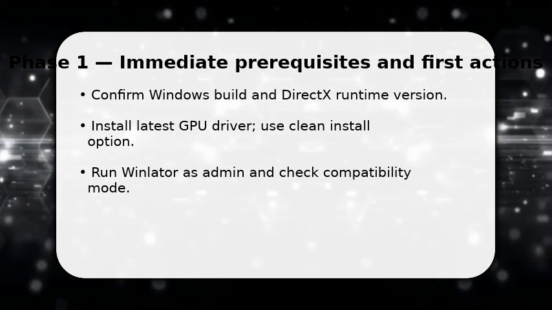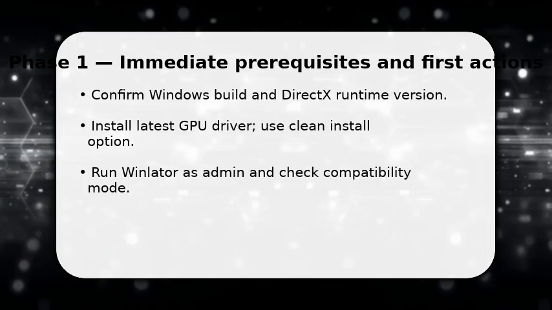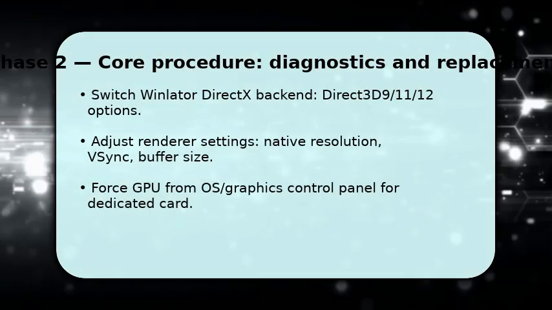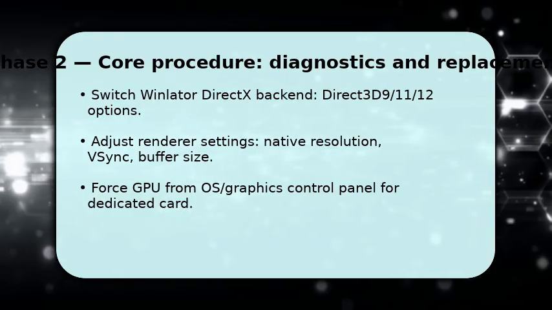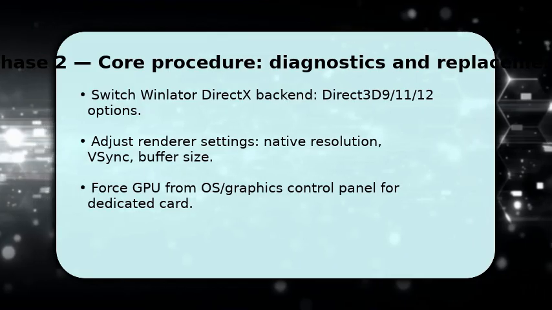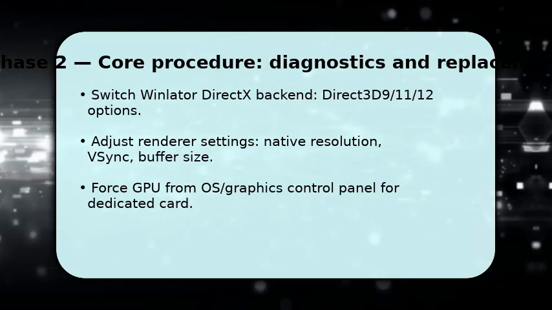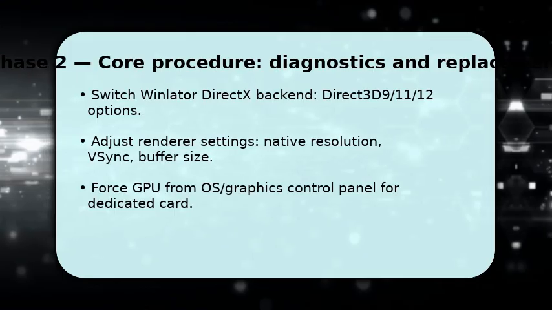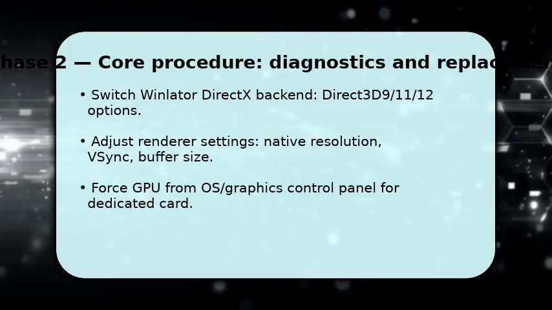Change Winlator's DirectX backend between Direct3D 9, 11, and 12 to find one that initializes correctly. While testing, tweak renderer settings like native resolution, vsync, and buffer size because incorrect buffers often trigger DirectX errors.